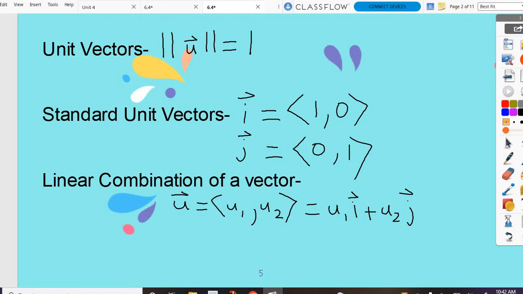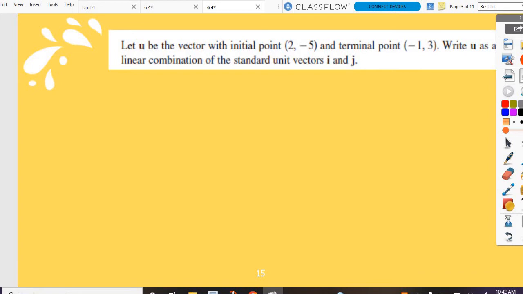Questions on that so far? So far so good? Alright, let's look at an example. So it says let u be the vector with the initial point 2, -5 and the terminal point -1, 3. Write u as a linear combination of the standard unit vectors i and j. Basically it's just asking us to do what I just wrote on the previous page.